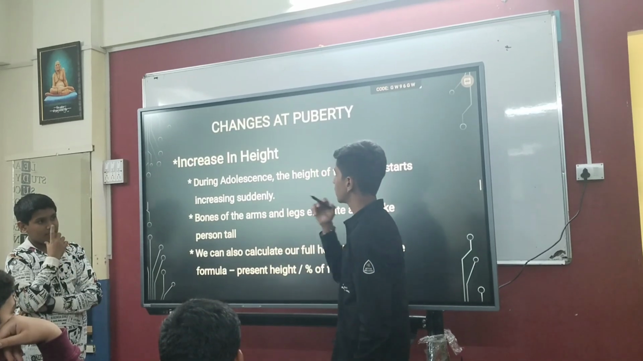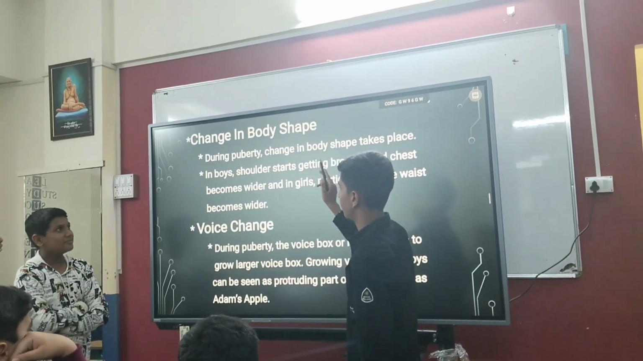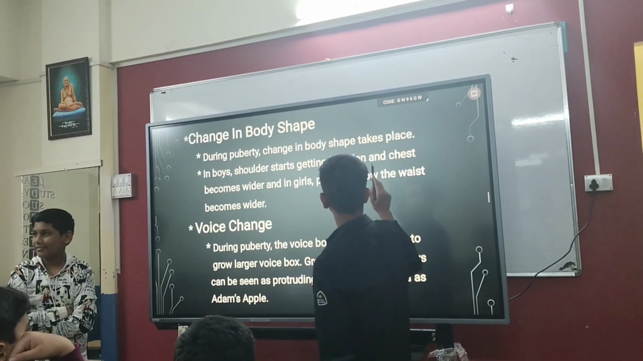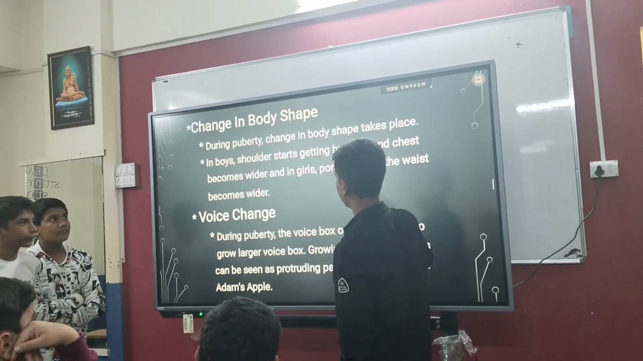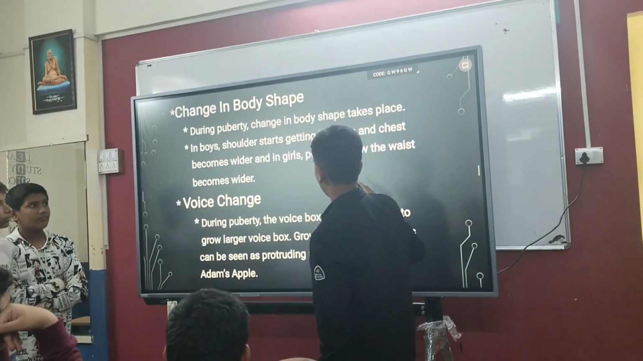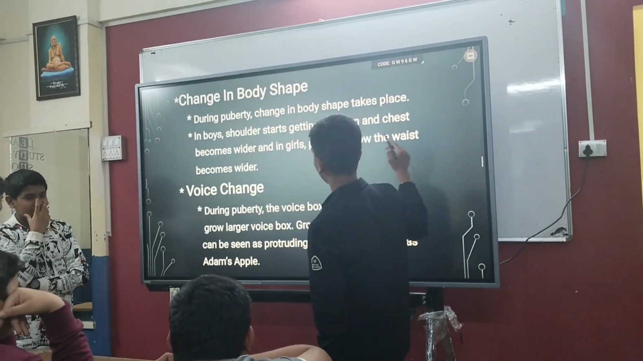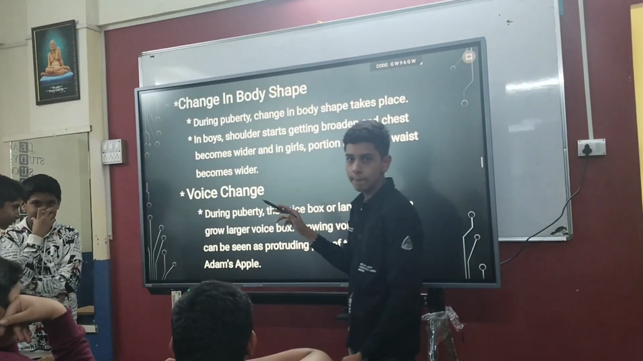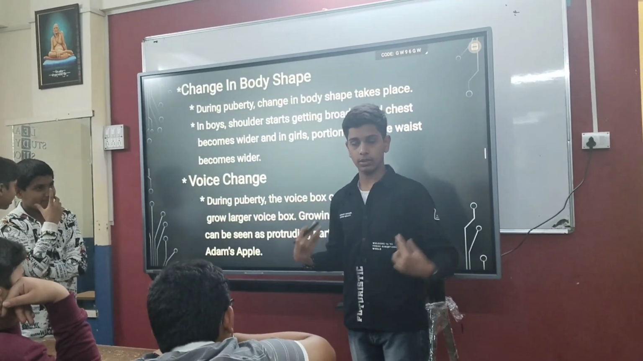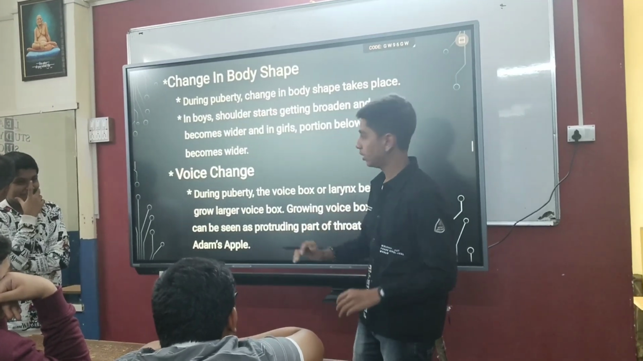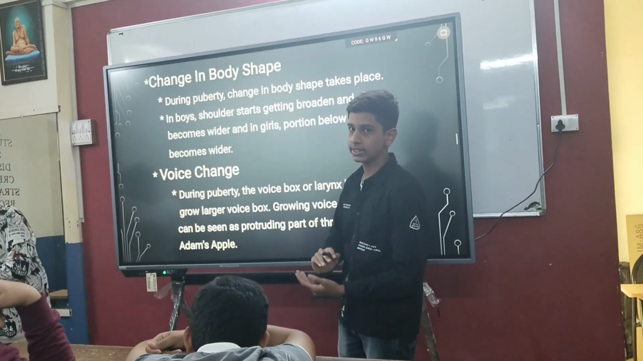Next topic is change in body shape. During puberty, change in body shape takes place. In boys, the shoulders start getting broader and the chest becomes wider. In girls, the portion below the waist becomes wider. In boys, this portion gets wider and the chest is broader. In girls, the portion around the waist gets wider.